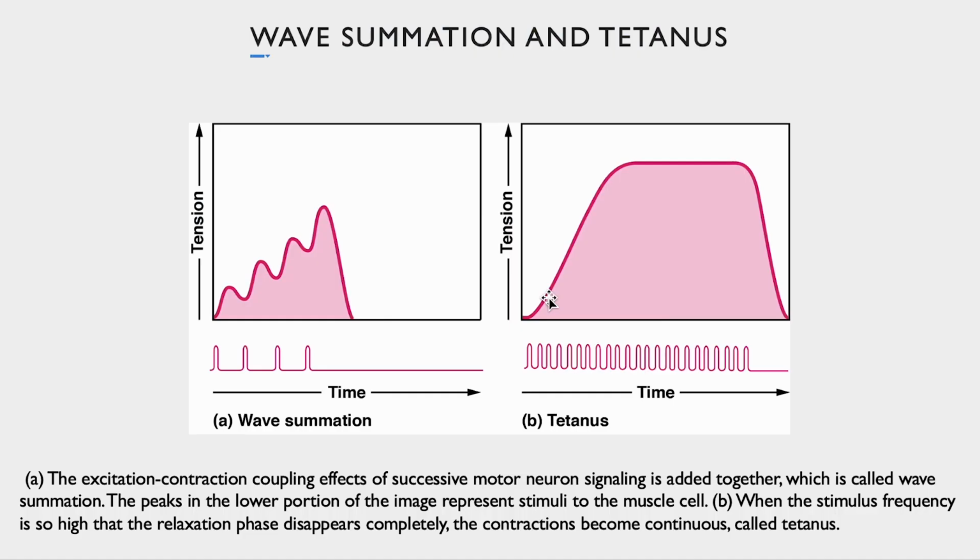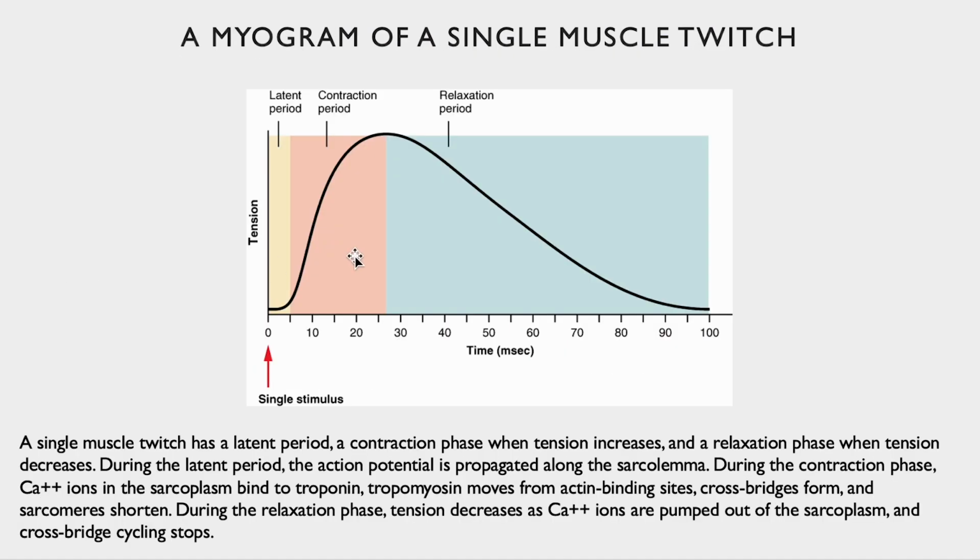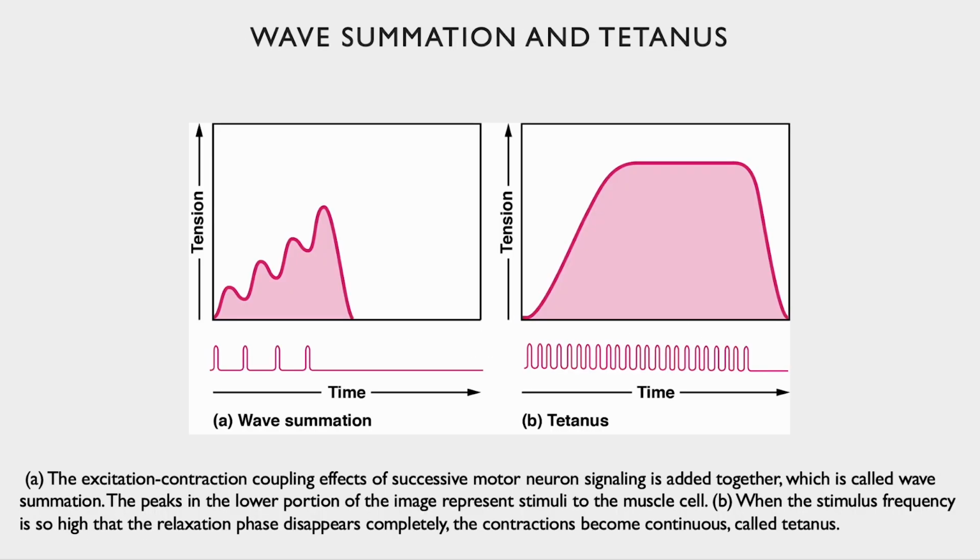Let's go back to this diagram. Instead of doing the next stimulation here, we do the next stimulation here or here. We are not going to see any wave of relaxation. We're going to see this line moving on and on and on without any relaxation in between. And that is what we call tetanus.